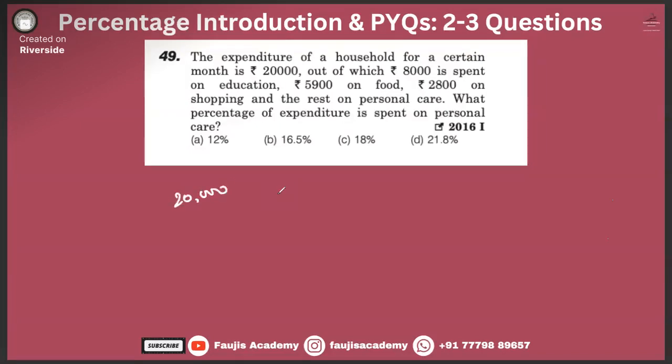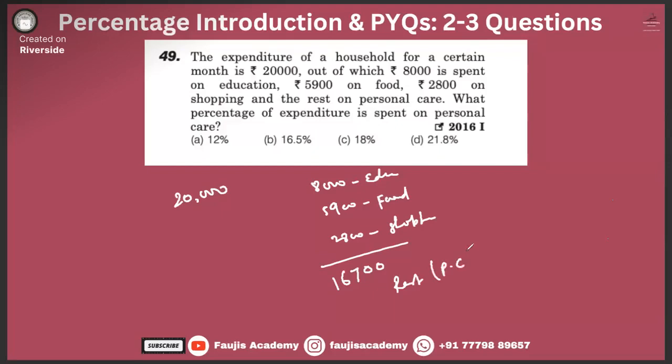20,000 is the expenditure: 8,000 on education, 5,900 on food, 2,800 on shopping, and the rest on personal care. Why have they asked this question? Idiotic question. The rest, personal care, is how much? 3,300, without using pen and paper. Tell me what is this percentage? 16.5%. Yes, that's correct, 16.5%.